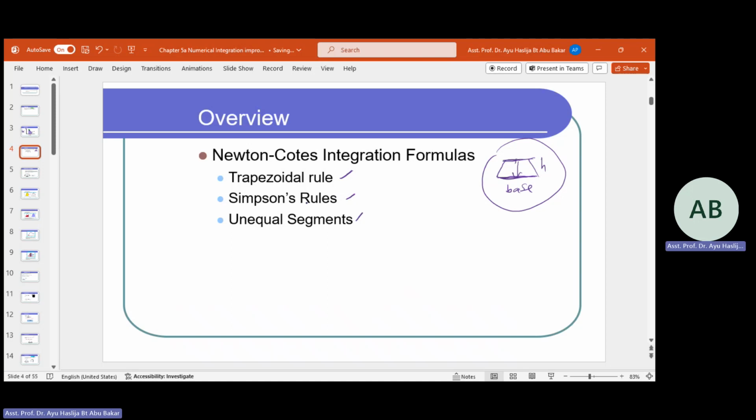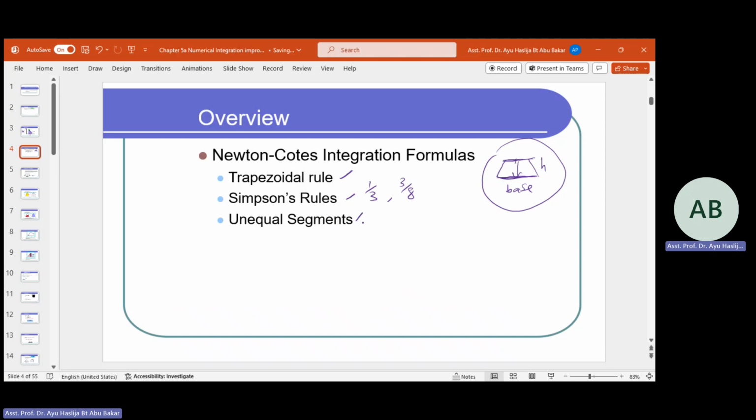Now, Simpson's rule, similar to trapezoid, but it has 1/3 rule and 3/8 rules. Okay, and it has its own formula. All of this is to find area under the curve.